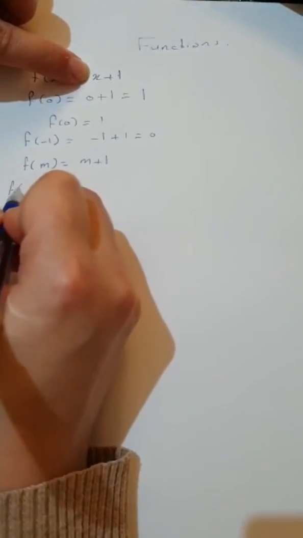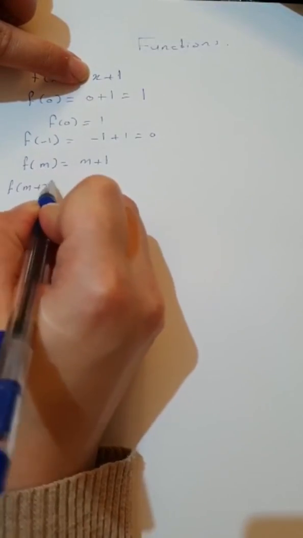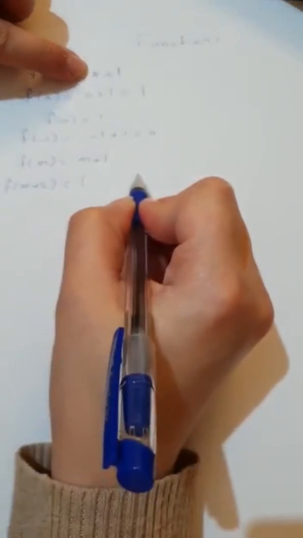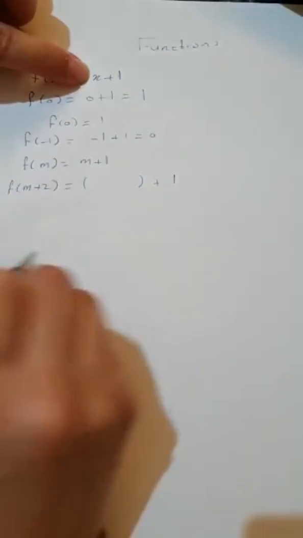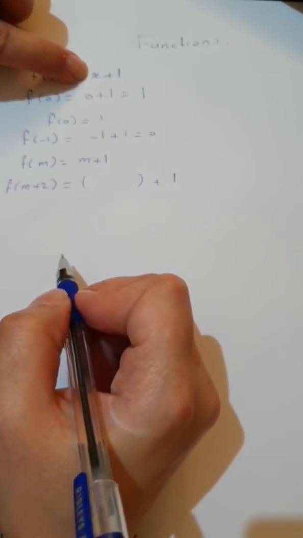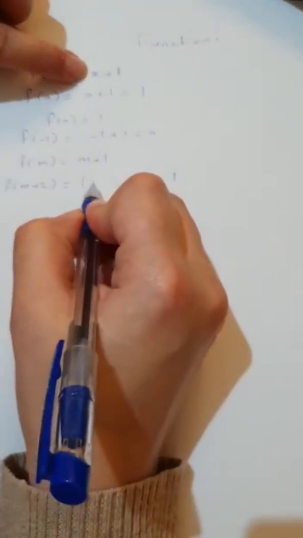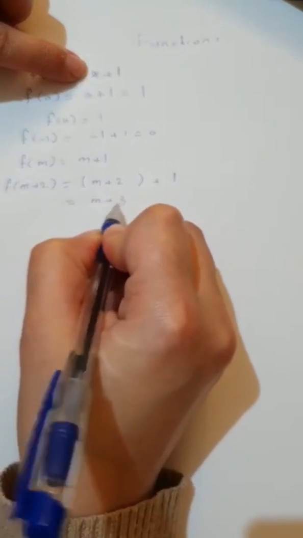The same thing, if I replace f of m plus 2 inside the function, it means I'm going to put it inside x and add 1 for this expression. So this expression, instead of x, I'm going to put it here. I need to simplify it more. It will become m plus 3.